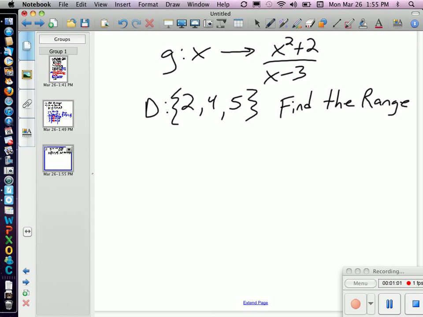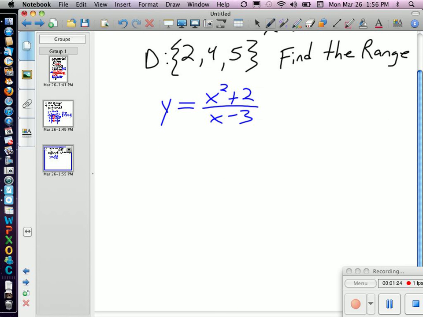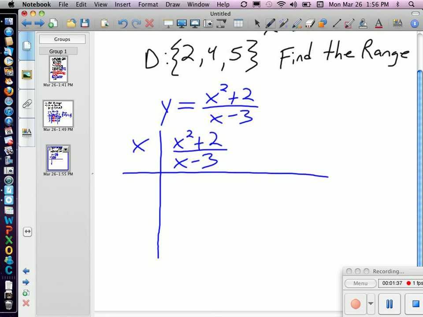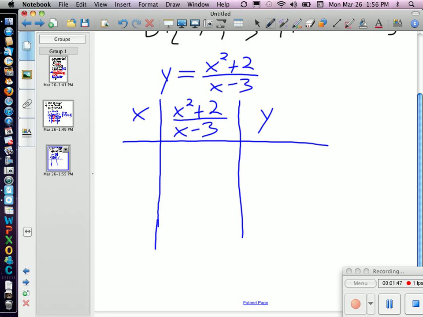Again, it might make you feel better to change the arrow notation to your standard x and y equation. So y equals x squared plus 2 over x minus 3, if that makes you feel better. What we can also do is set up a little chart here. So x, that's where we're going to put the domains. And then we have our x squared plus 2 over x minus 3. That's what we're going to do with the x values. And then we're going to come out with our y.